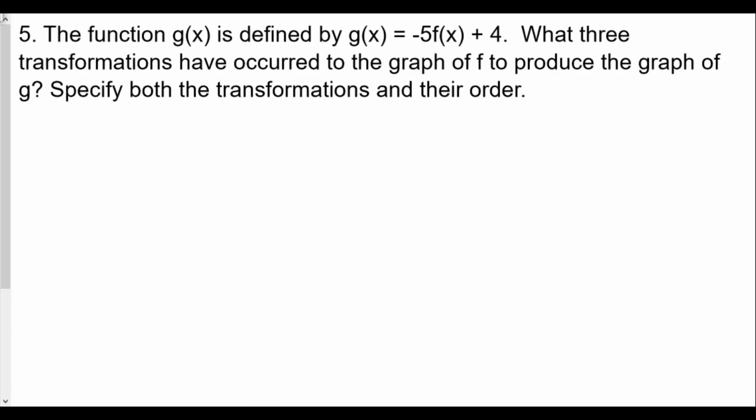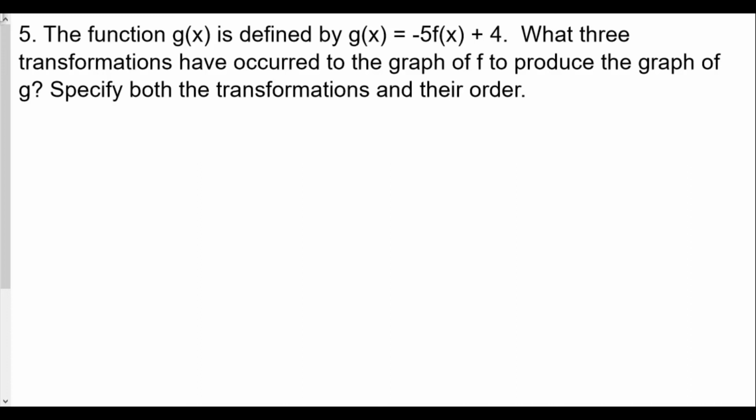Question number 5. The function g of x is defined by g of x equals negative 5 f of x plus 4. What 3 transformations have occurred in the graph of f to produce the graph of g? Specify both the transformations and their order. It was a really good question here. It's very similar to what we had in our quiz.